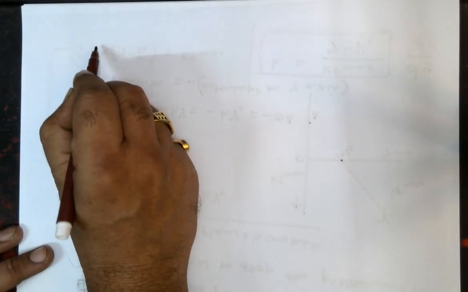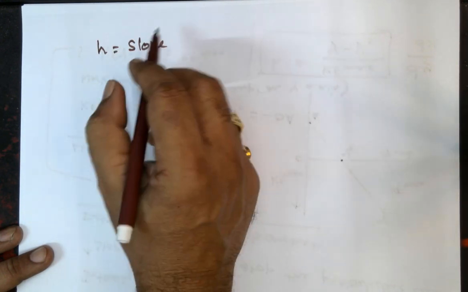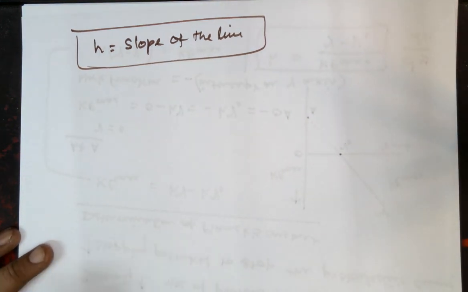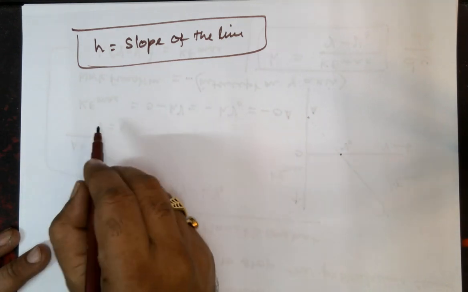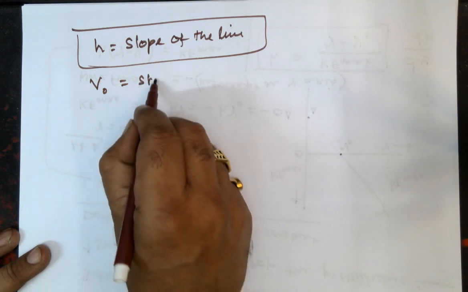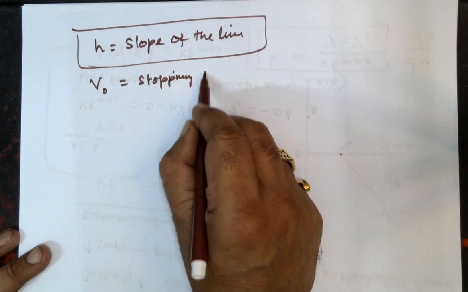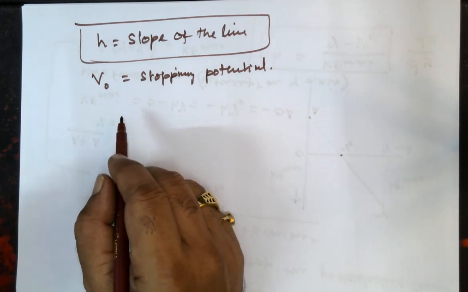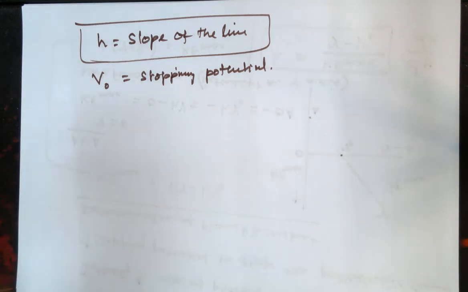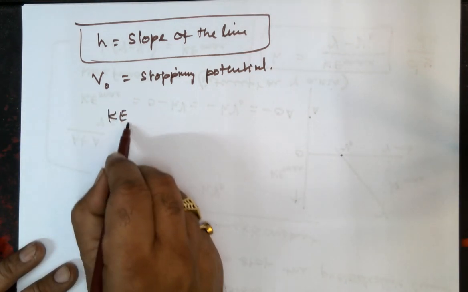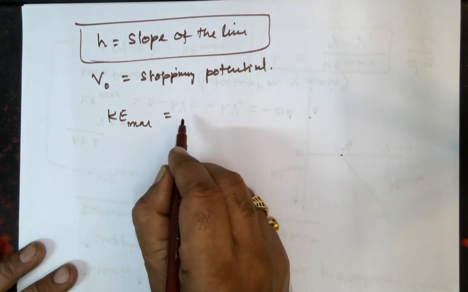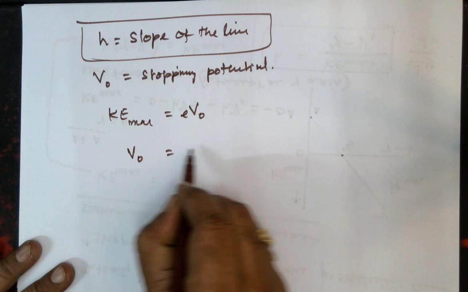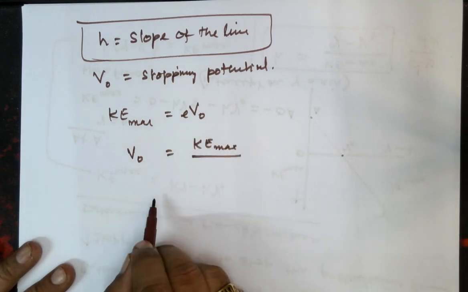Therefore, h here is nothing but the slope dy by dx of the line obtained in this graph, that is constant. Now if V naught is the stopping potential, we know this stopping potential is almost equal to the kinetic energy of the kicked out electron, is it not? So the kinetic energy of the kicked out electron is equal to eV naught. Therefore, V naught is equal to kinetic energy maximum divided by e.